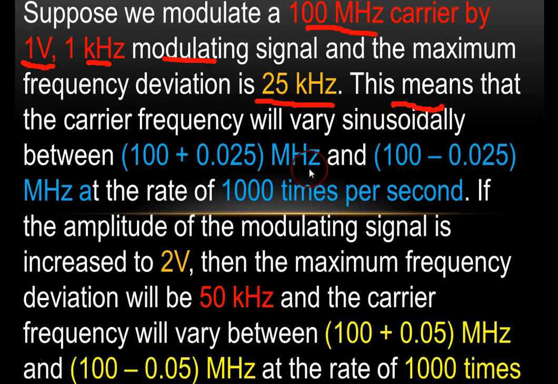So it means the modulated signal will have the deviation on the upper side and the lower side, 100 minus 0.025 megahertz, and the deviation will take place at the frequency of the modulating signal, which is 1 kilohertz. Right, that means 1000 times per second.